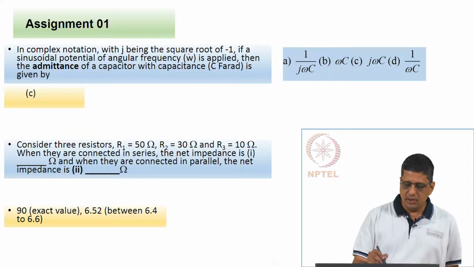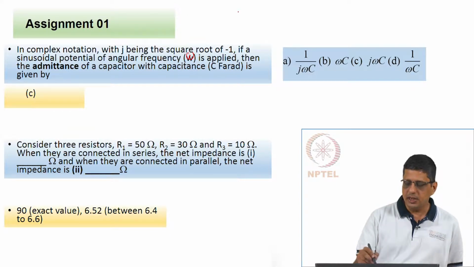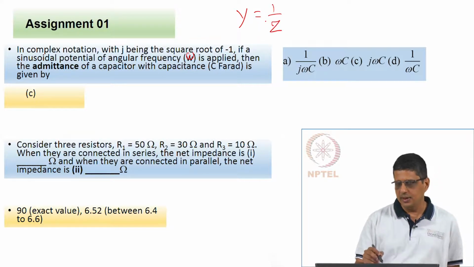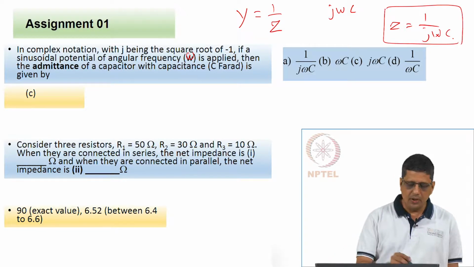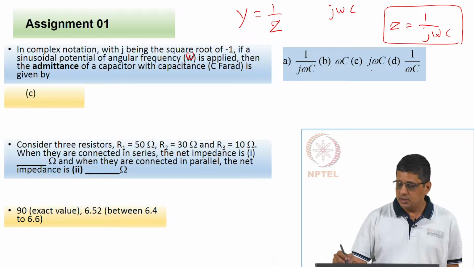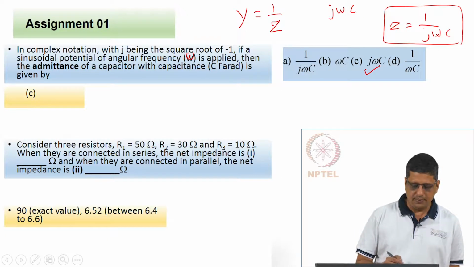And similar question, when omega is the angular frequency, if I take a capacitor and I want to find the admittance, admittance is denoted by Y, and that is inverse of impedance, and that is going to be j omega C, because the impedance is 1 by j omega C. Therefore, the admittance is going to be just j omega C. C is the correct choice.